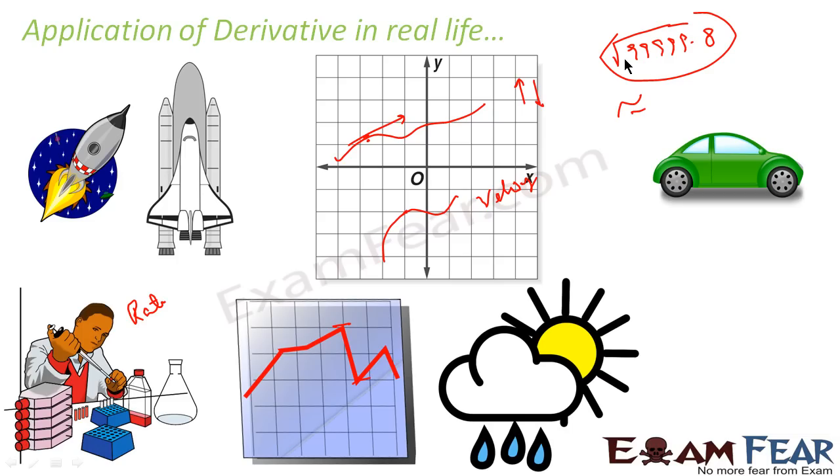So maxima, minima we use, rate of change we use, and to find the slope we use, to find approximate value we use. Also, if you have this curve and you want to find the tangent, the equation of the normal, all these things we can do using derivative. We'll explain all these things one by one.